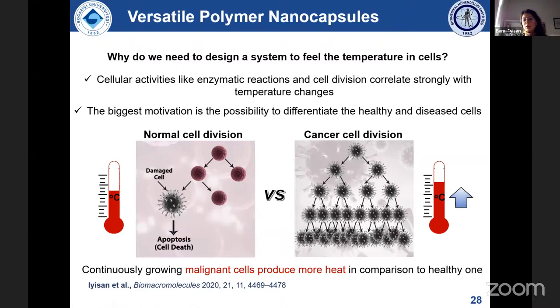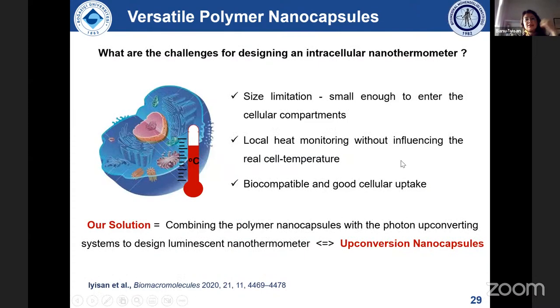Actually, one thing which is better if you are dealing with cancer therapies and so on, it is better to detect them at an early stage than to cure them. So this is also something that we should think about when working in nanomedicine. So, okay, but it's definitely not an easy task. What are the challenges to design an intracellular nanothermometer?